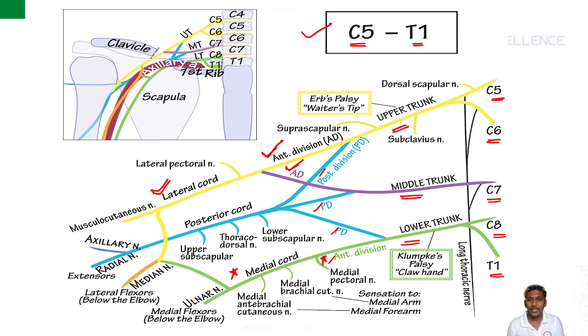Whereas the posterior division, so please remember, the posterior division of each of the trunks, they together combine and form the posterior cord. So this is easy. All the posterior divisions combine together to form the posterior cord. So we have 3 cords with us: the lateral cord, the medial cord, and the posterior cord. Now these 3 cords will have branches further, so that is difficult to remember, so you can just remember it by a mnemonic. So let's study those mnemonics and the individual nerves further.